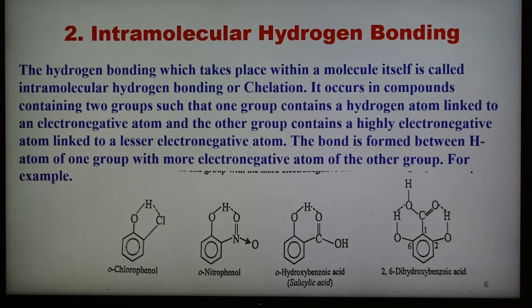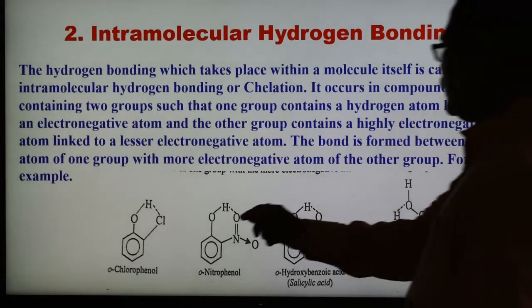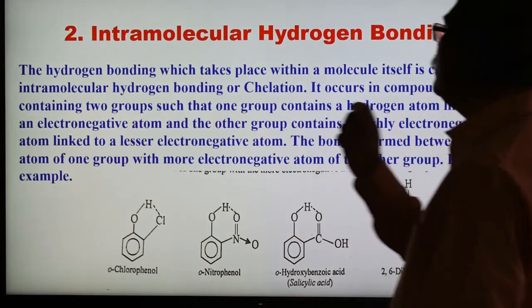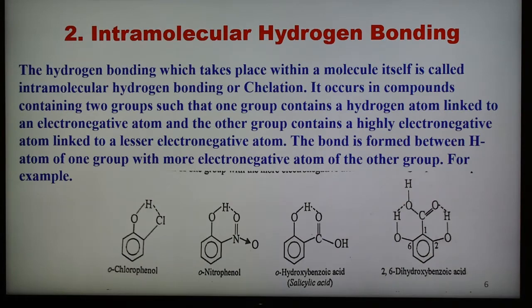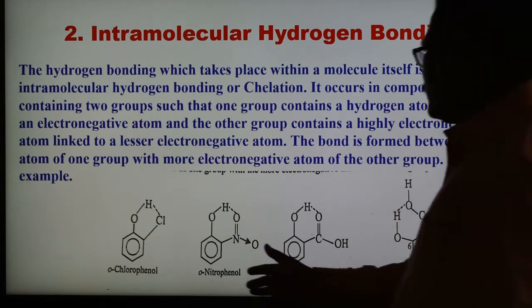Chelation means formation of a chelate ring, that is the formation of a ring. As we know in complexes, simple complexes and chelate complexes, chelate complexes are more stable, and chelate means the formation of a ring. The word chelate comes from chela. So here, because of the formation of intramolecular hydrogen bonding, there is a formation of a ring. So see one example.